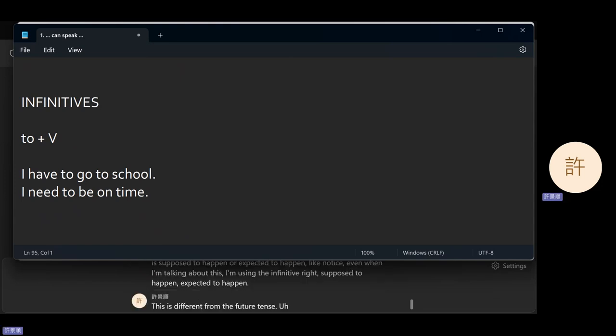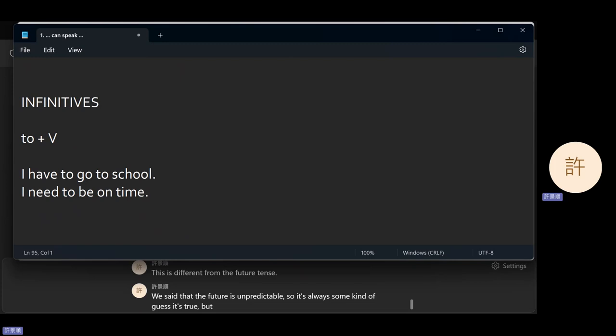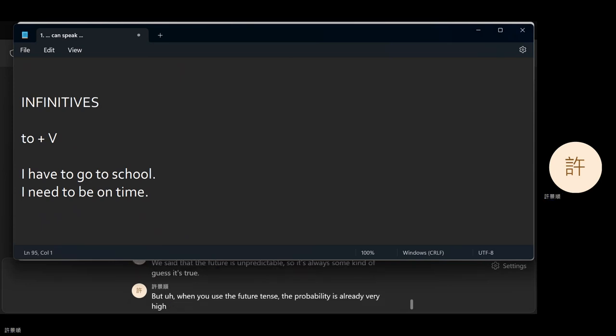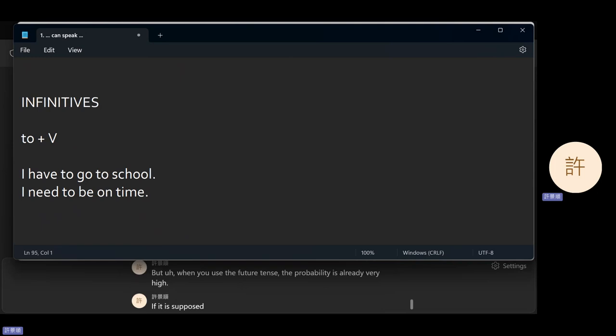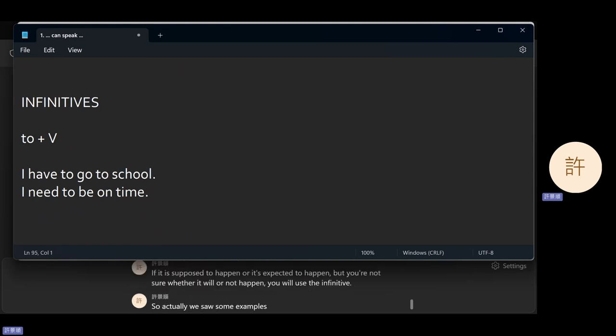We said that the future is unpredictable, so it's always some kind of guess. It's true. But when you use the future tense, the probability is already very high. If it is supposed to happen or it's expected to happen, but you're not sure whether it will or not happen, you will use the infinitive. So actually, we saw some examples today in the homework.